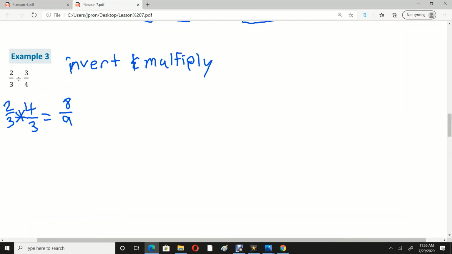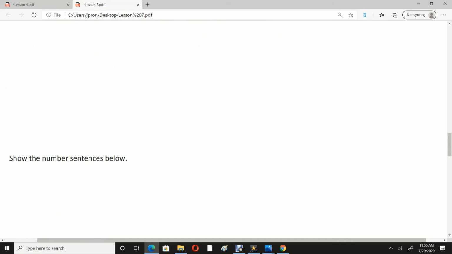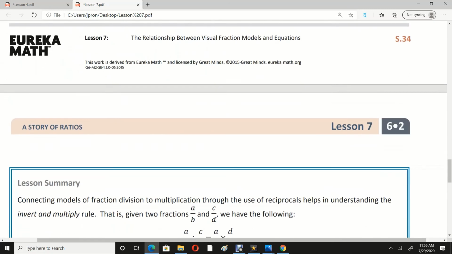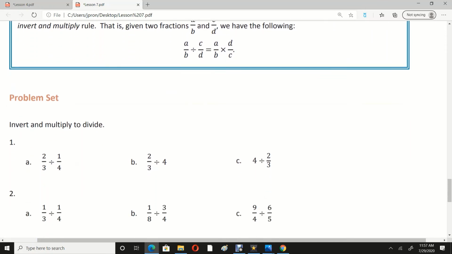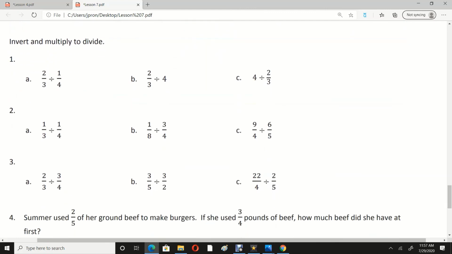All right, so thank you for your attention. I want y'all to go ahead and move forward to the exit tickets. Take a note of the lesson summary right there. We talked about that. That's the invert and multiply rule. And they're going to ask you to invert and multiply with all of these. Now, let's talk about an example like this one, example B. So here we're dividing fractions again, but our divisor is not a fraction though.